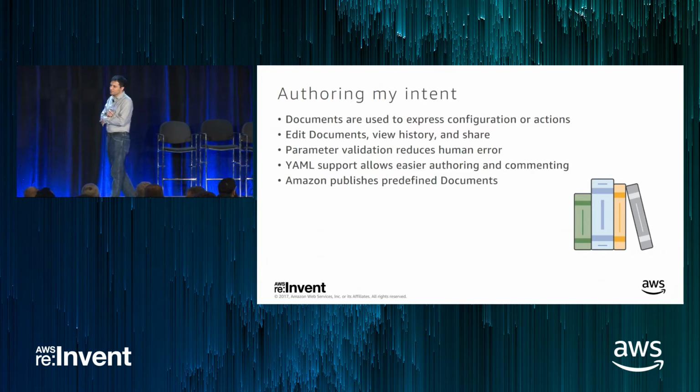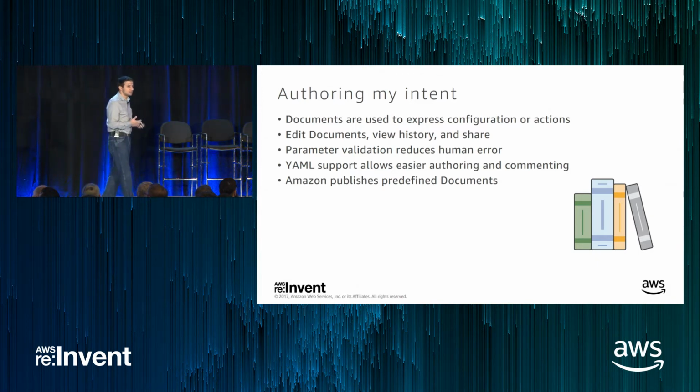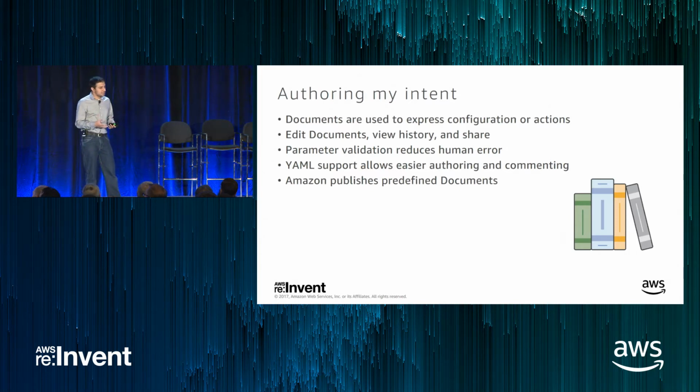So the first thing when it comes to infrastructure configuration is, how do I configure or express my intent? The way you express your intent in Systems Manager is with a concept called SSM or Systems Manager documents. Documents are a JSON or YAML representation of what your configuration looks like. And I'll show you an example in the next slide.